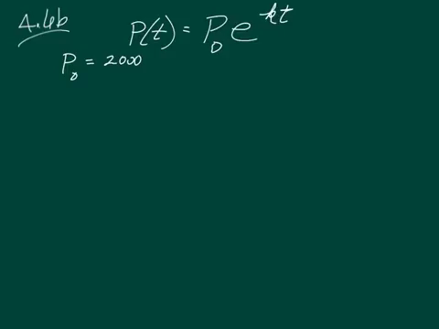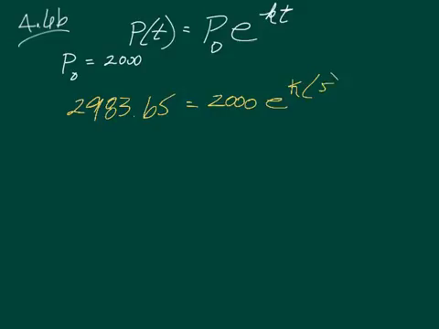So we're going to replace our final amount with $2,983.65, and that's going to equal our original amount, 2,000 times e to the k times 5. So we started out with 2,000. By the time we pulled it out, we had 2,983, so we'd gained quite a bit. I'm just going to write this k times 5 as 5k.